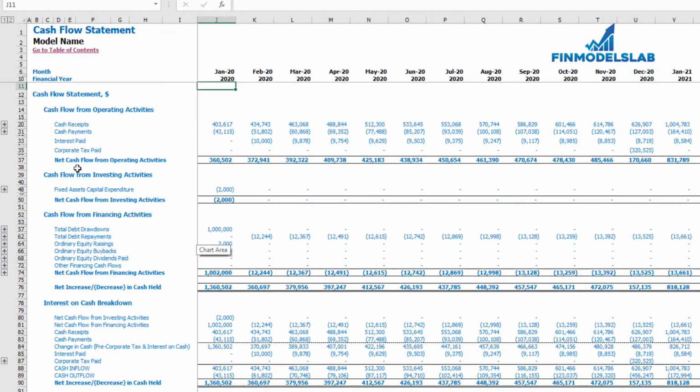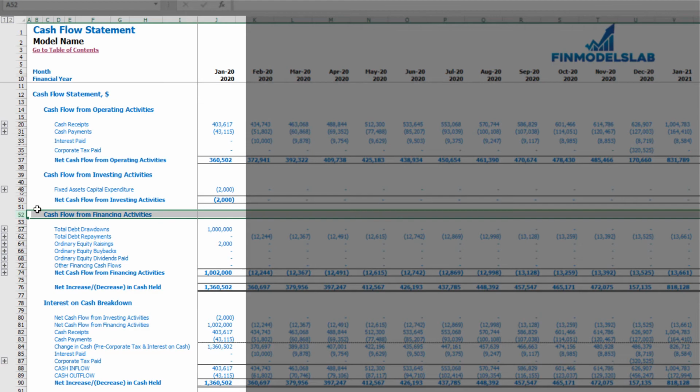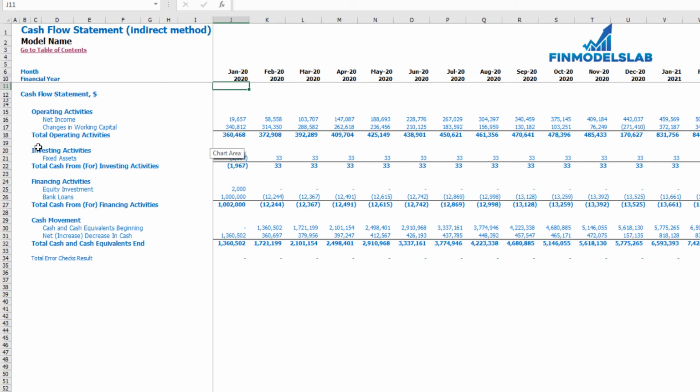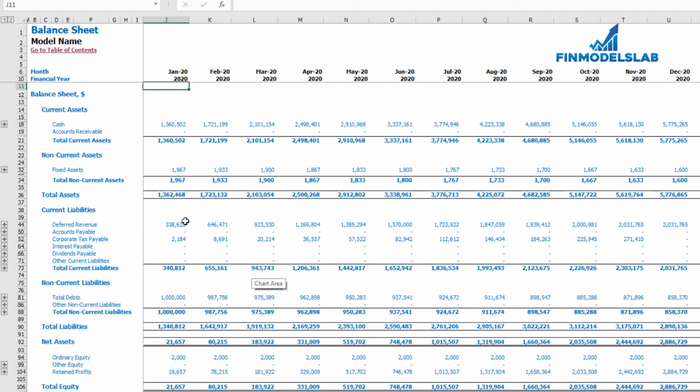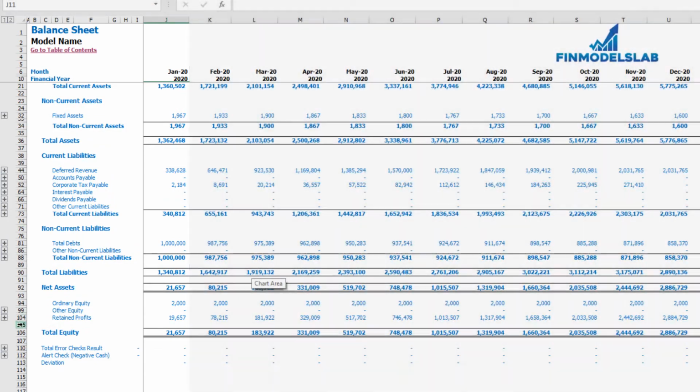On the cash flow tab, you may see the cash flow broken down by operating activities, financing activities, and investing activities. Cash flow Indirect shows you the same operating activities, investing activities, and financing activities, but in a more collapsed form, so it's easier to see the values by months and easier to read the numbers. On the balance sheet, you may see the breakdown of your balance sheet by current assets, which is cash and accounts receivable, non-current assets, which is fixed assets, current liabilities, non-current liabilities, and your equity.